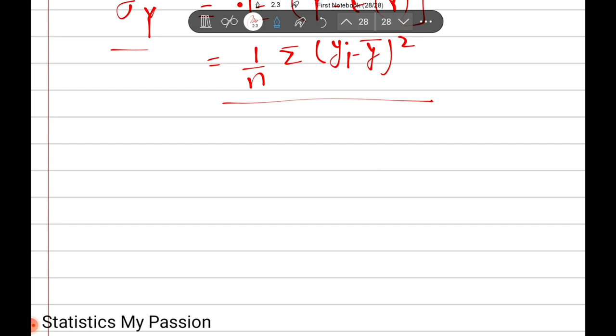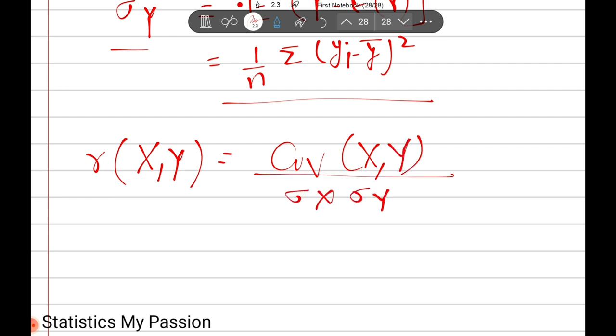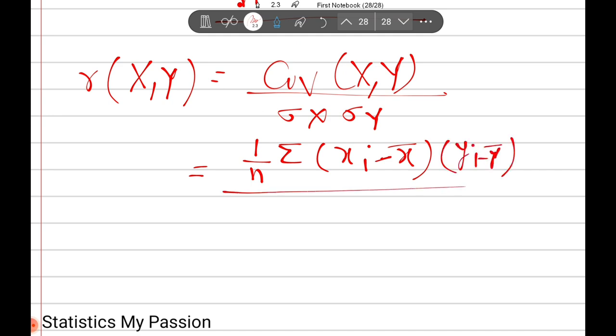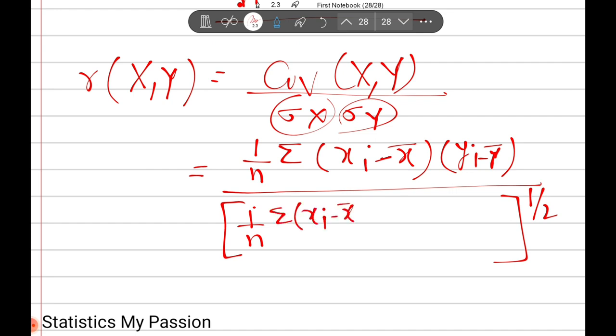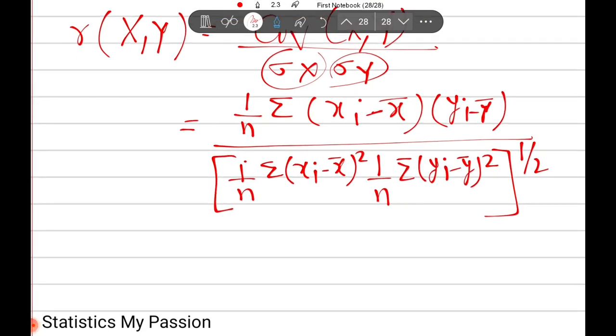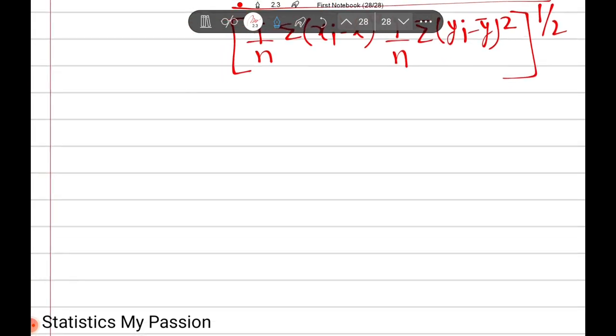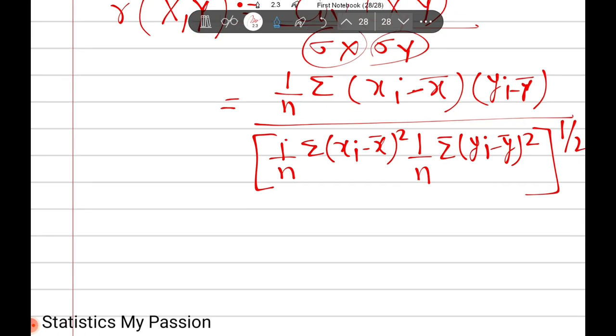Now rxy is equal to covariance of xy over sigma x sigma y. Now we put the values of covariance of xy, 1 by n sigma (xi minus x bar)(yi minus y bar), upon, because of the standard deviation, we use the square root, and now in place of sigma x we write 1 by n sigma (xi minus x bar) square and 1 by n sigma (yi minus y bar) square. Now this is the complete formula of the correlation coefficient. So how can we use it? Here is an example of how to use this formula for our observations.